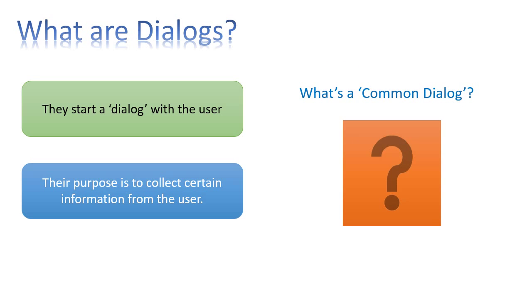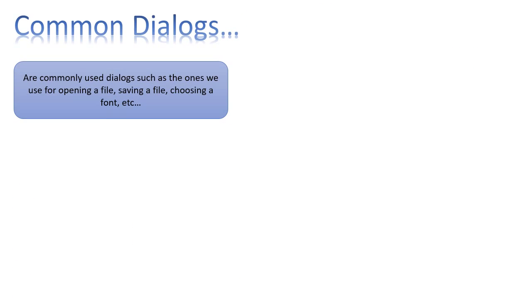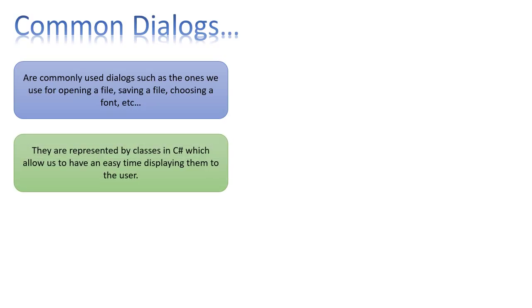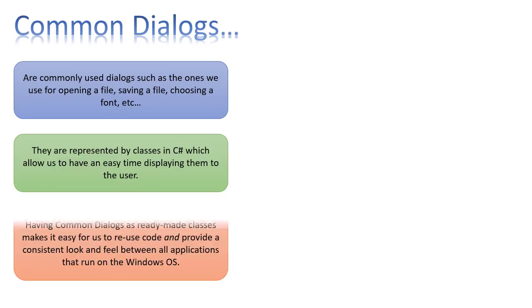So what's a common dialog? Well, common dialogs are commonly used dialogs, such as the ones we often use for opening a file, saving files, choosing fonts, or even choosing a print destination when we're printing documents. In C#, they're represented by classes, which allow us to have an easy time creating them and then showing them to the user.